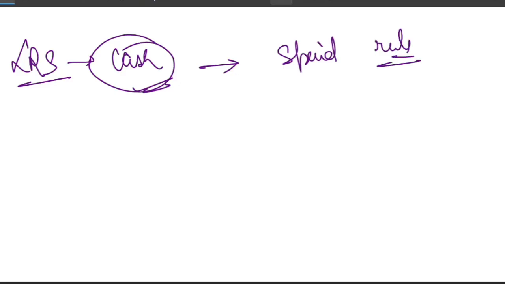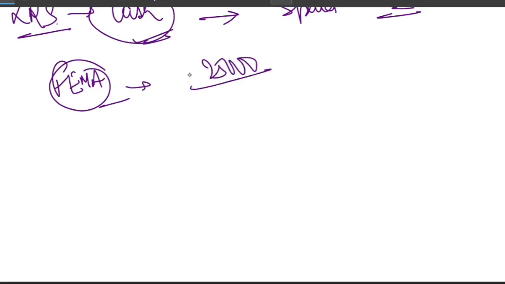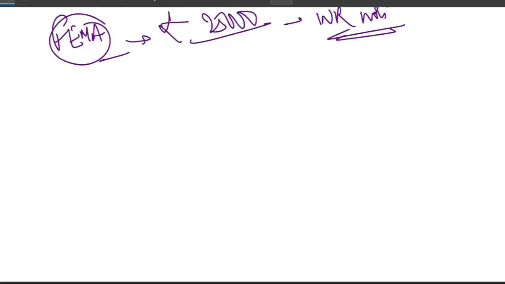So what is the general rule for foreign travel? Under normal FEMA rule, an Indian traveling abroad can carry 25,000 rupees in INR notes, except for Nepal and Bhutan. But the Kartarpur corridor is not treated like regular foreign travel. So there is a special rule for the Kartarpur corridor.